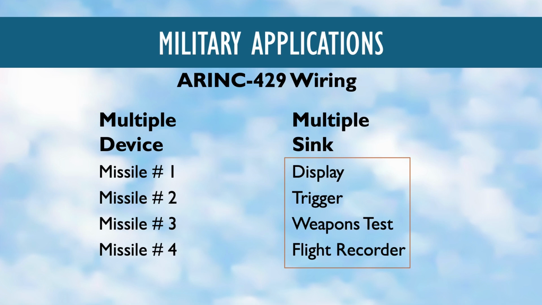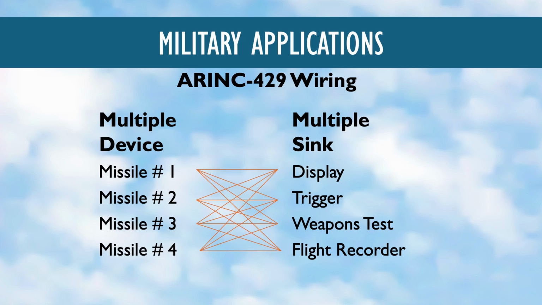Let's see how this would look if we used a bus like ARINC 429 to make these connections. Even with our very simple model, these wires are starting to resemble a bowl of spaghetti. As we add missiles and add devices, it's easy to see that the wiring would get out of hand very quickly. We therefore need a different model for communications.